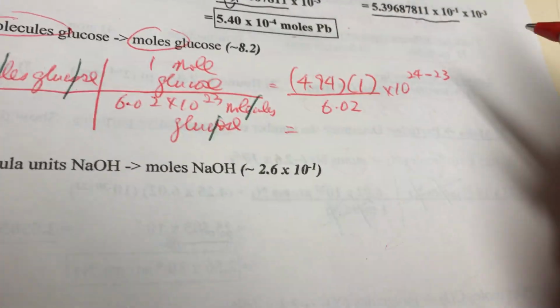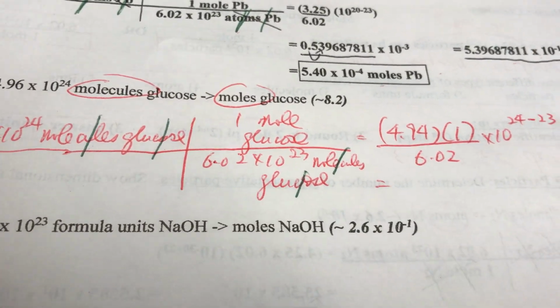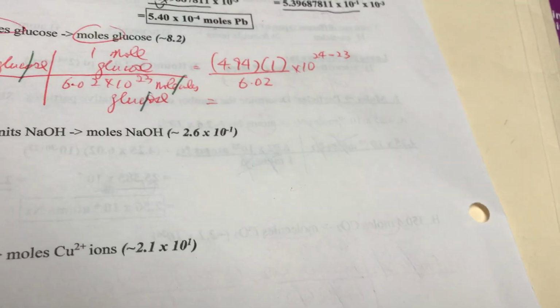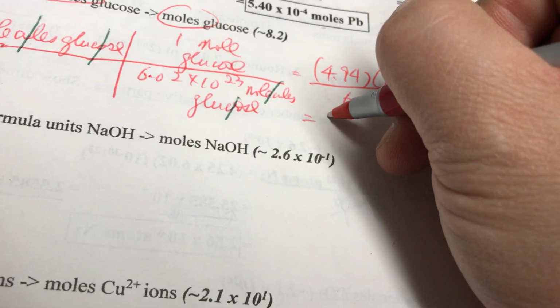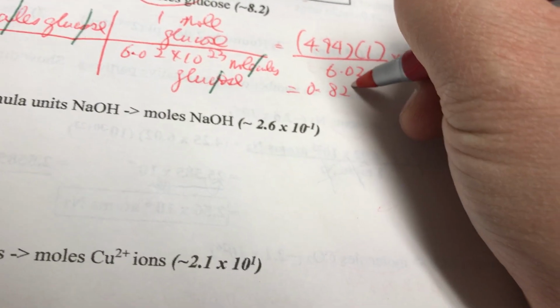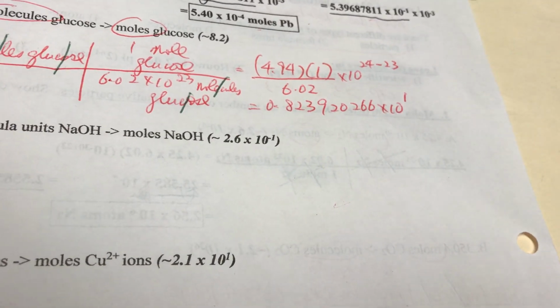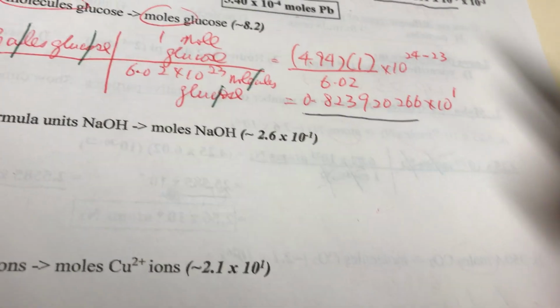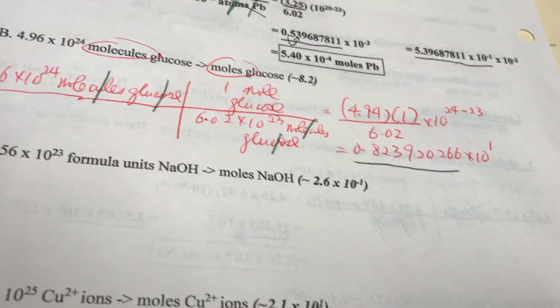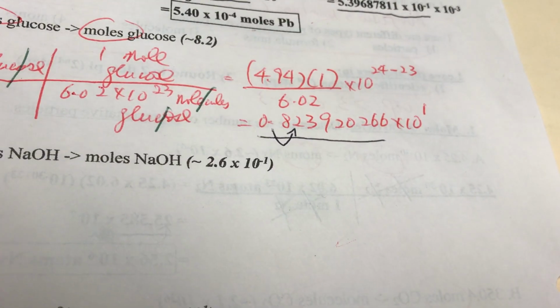Okay, and then I do the math. I do the math, this part, right? I got 0.823920266 times 10 to the power 1. I'm not happy with this, right? Because it's not between 1 and 9.999. So I underline this number, and I need to move the decimal place one place to the right-hand side.